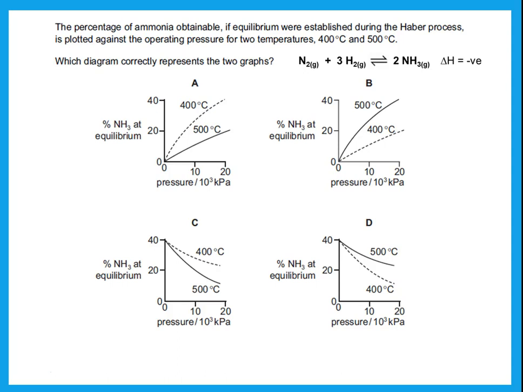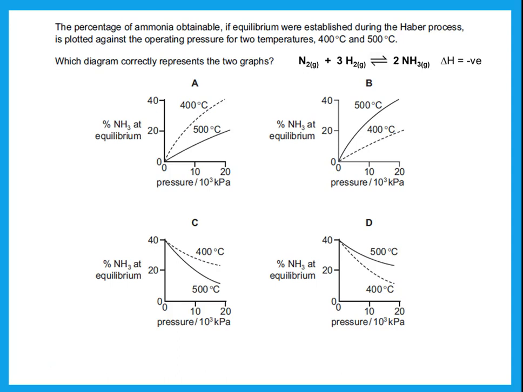So which graph says we have more ammonia at 400 than at 500? Well, it's either A or C, right? So my choices are A or C. Now let's look at pressure. We said if we increase the pressure, so if the pressure is going from 0 to 10 to 20, will this reaction give more ammonia or less ammonia? Well, let's take a look.